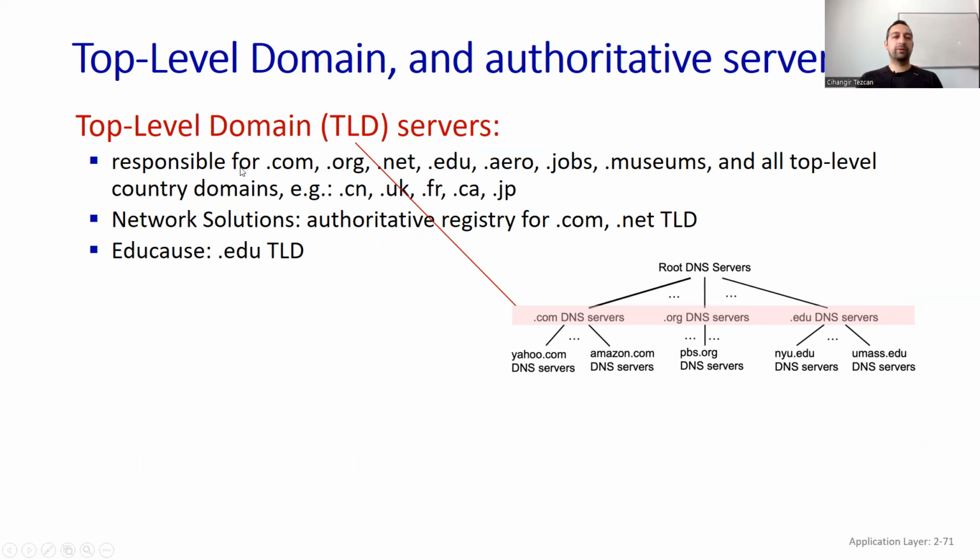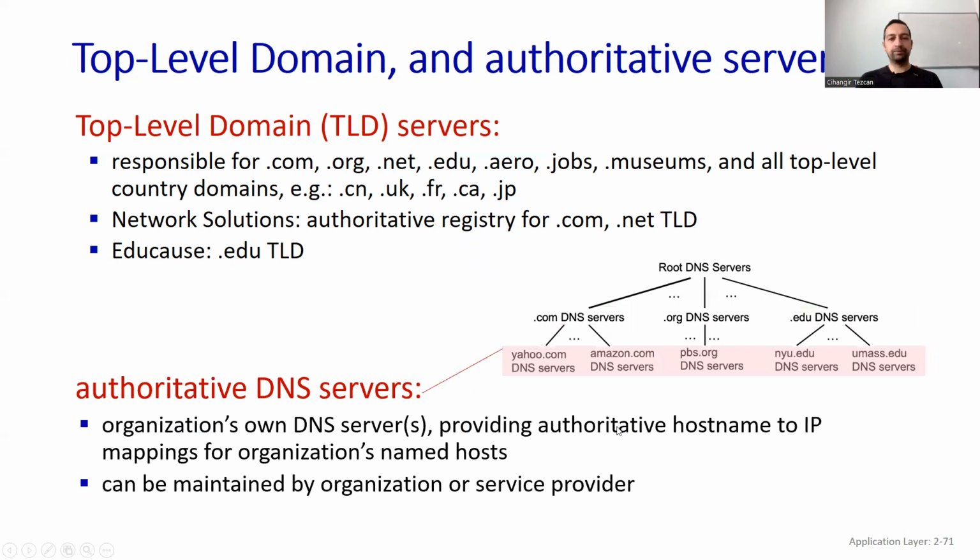They are responsible for many extensions like com, org, net, and so on. And also you have country-level domains. In Turkey, we have .com.tr. We don't have the tr directly at the end, but we have added it as another dot. Network Solutions is the authoritative registry for .com, .net top-level domain servers. For education, we have .edu, like for our university.